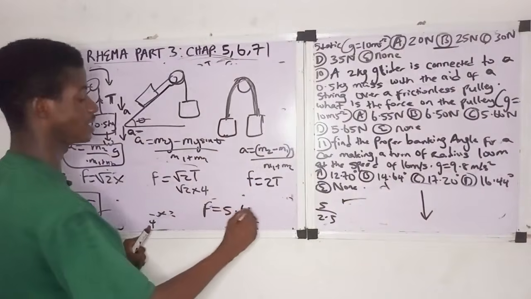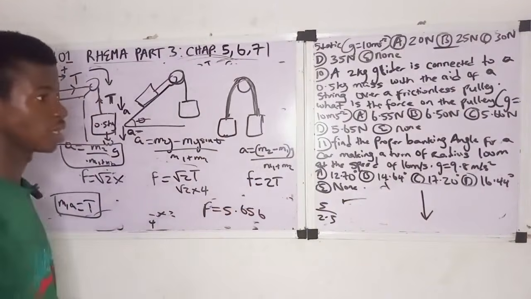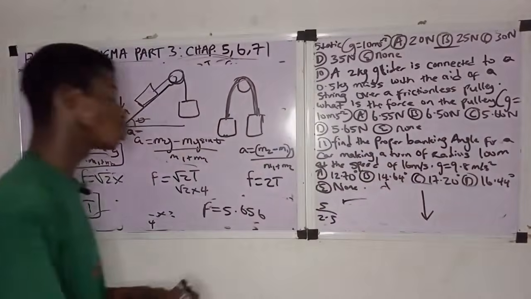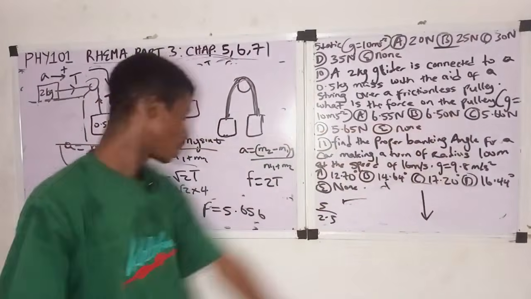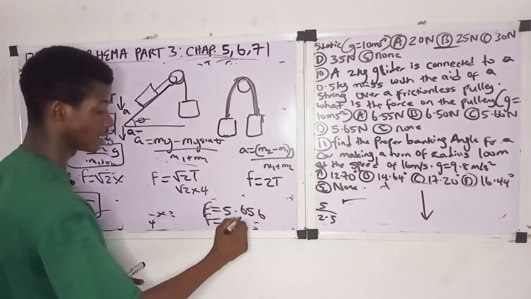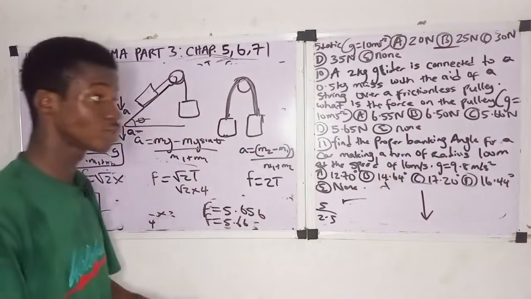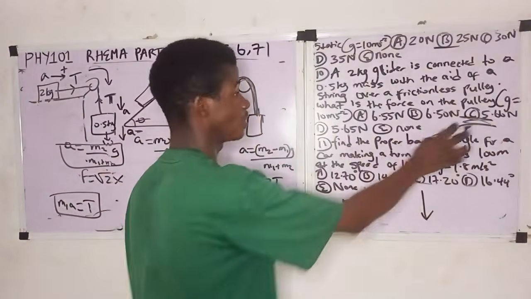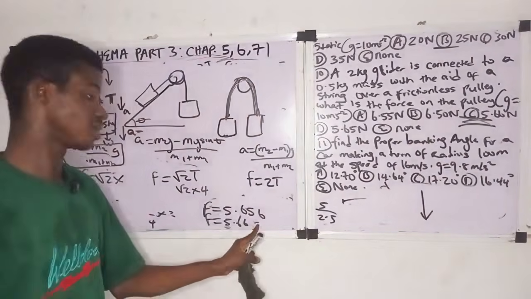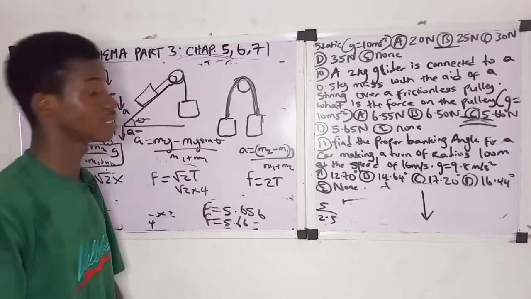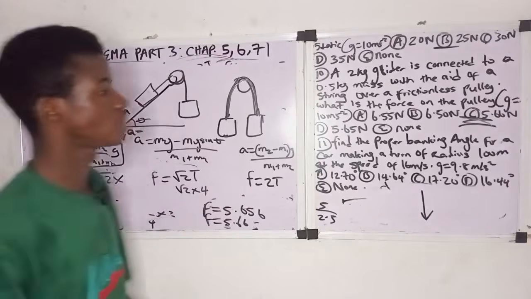Is 5.656. If you look at the options, you see 5.65 here, you see 5.66. So the best we choose is C, because we approximate this to 5.66. Okay, so the best one is 5.66. We know that the other one is still correct, but if we approximate this value, there's a larger tendency that this is 5.66. So the answer is 5.66, which is C.